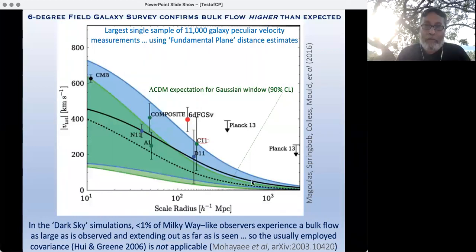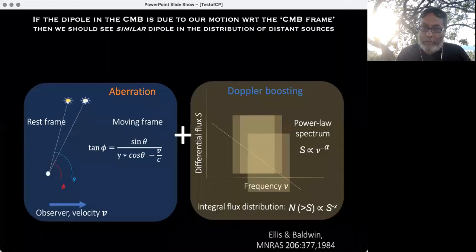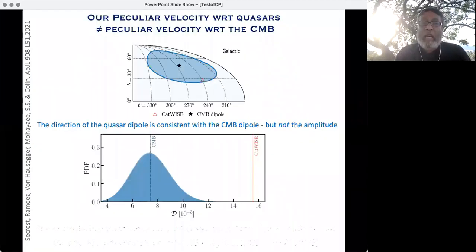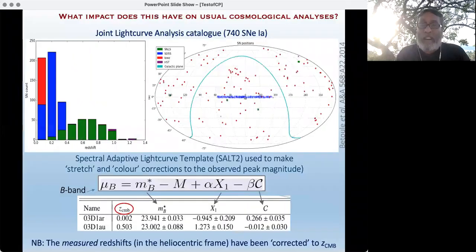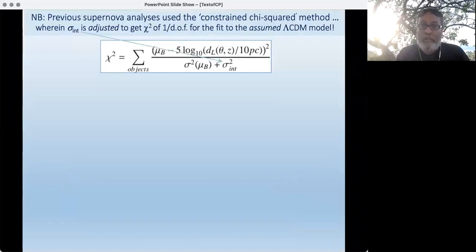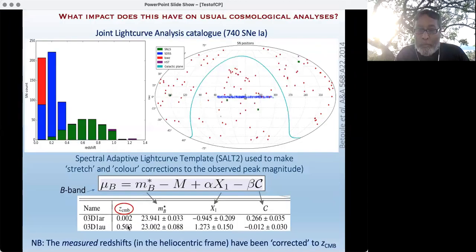Okay, thank you for that question. That's a very good question. And indeed, if that was so, then of course there would be a big puzzle. So what we discovered, if I may fast forward to that for a minute, is that people actually make corrections. If you look at the supernova data, they actually boost to the CMB frame. This is from the JLA catalog, and you can see here the redshifts being quoted are boosted to the CMB frame, assuming that the CMB dipole is entirely kinematic in origin.